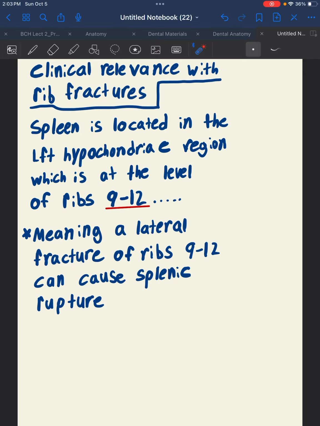What you need to keep in mind is it's ribs 9 through 12 in the left quadrant. So if it's ribs 9 through 12 on the right quadrant, not going to injure the spleen. Why is that? Because the spleen's not in the right quadrant. The spleen, remember, is in the left hypochondriac region, which is in the left quadrant. And if you get a fracture of ribs in the left quadrant, ribs 9 through 12 more specifically, you could damage or rupture the spleen, which could be a medical emergency.